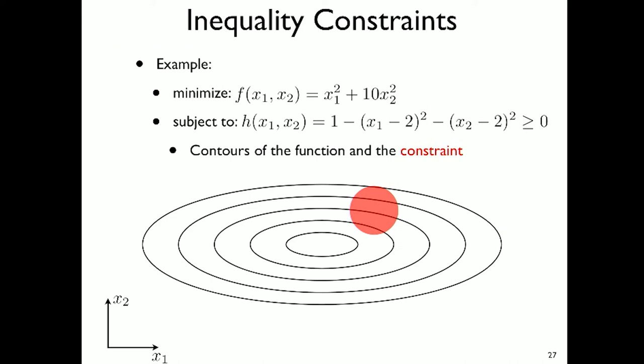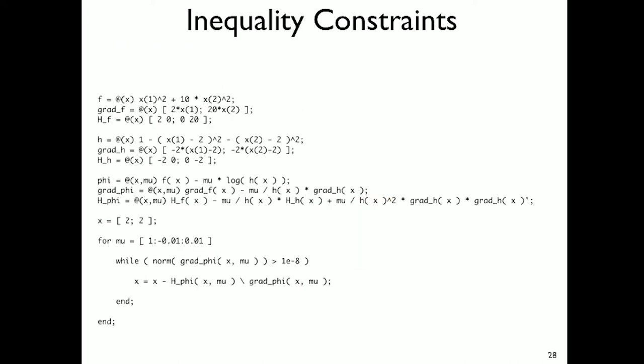Here's the contours of the function, and this red domain is the constraint, and we want to know the smallest value of f that lives in this domain. Here's some MATLAB code, you can try it out. I make the objective function f, it's x1 squared plus 10 x2 squared. Here's the gradient. Here's the Hessian. Here I calculate h. Here's the gradient of h. Here's the Hessian of h.